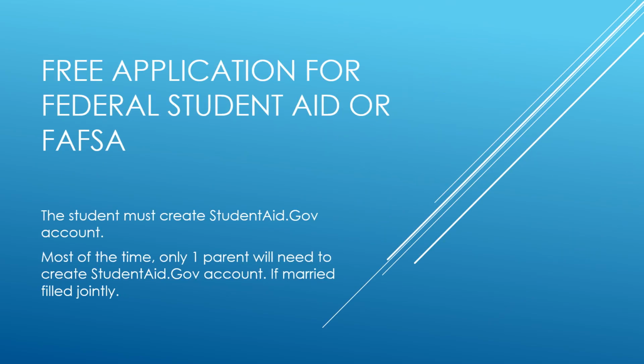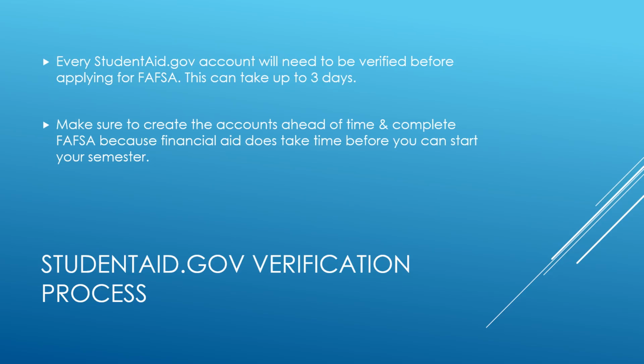Basically, like I said, FAFSA stands for Free Application for Federal Student Aid. And like I said, the student must create one under their social security number. Most of the time, one parent needs to create an account if you're married filing jointly. If you don't do that, then you're possibly going to need both parents to have an account. Basically, everyone has to have an account.